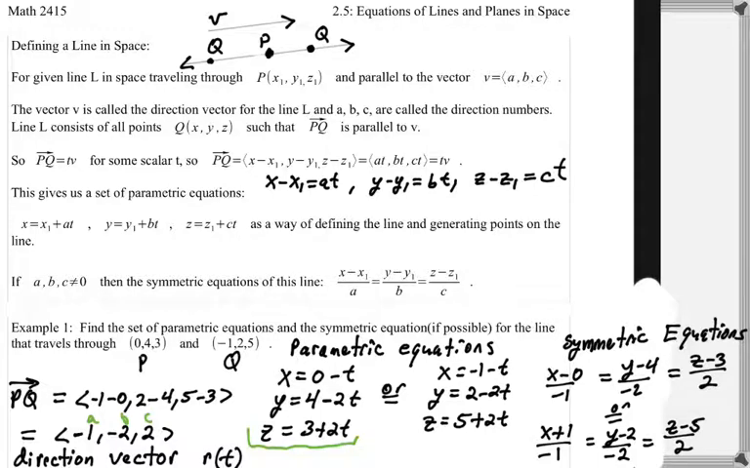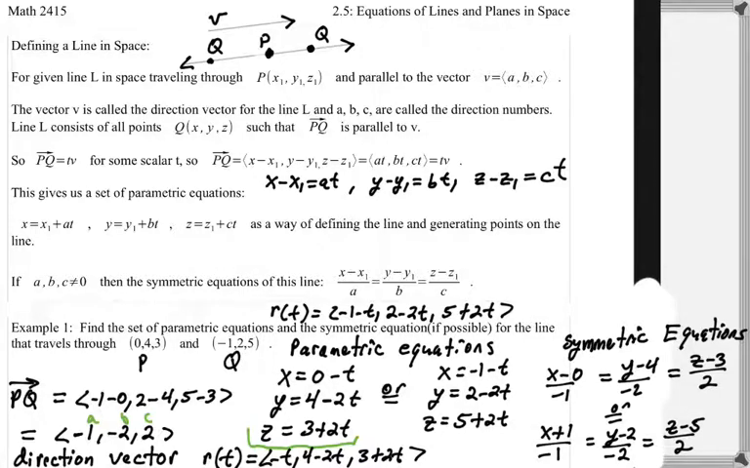Okay, we can also write it as a vector valued function, which we'll sneak ahead right now. We'll get into that more in chapter 3, but you can write it as -t, 4 minus 2t, and 3 plus 2t. So that would be one way of writing this as a vector valued function. You could also use the other set of parametric equations, and so that would be -1 minus t, 2 minus 2t, and 5 plus 2t. And so that would be another vector valued function there. Okay.